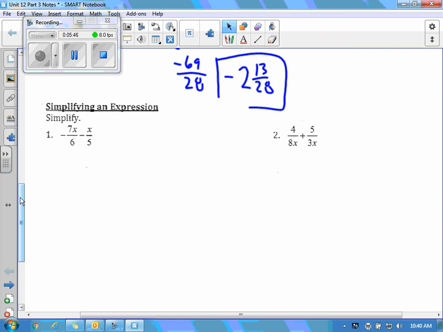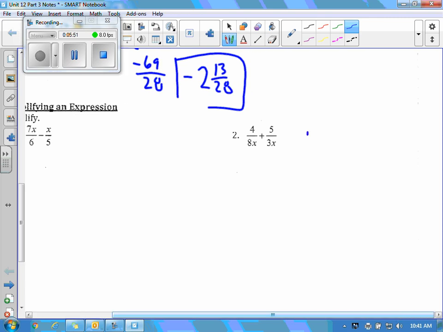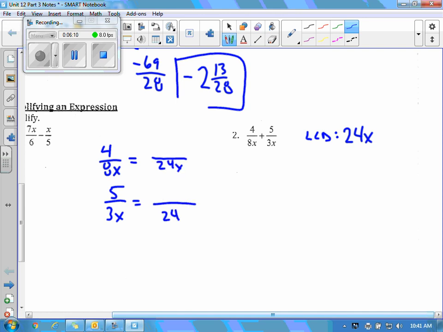For number 4, I have 4 over 8x and 5 over 3x. My LCD is going to be 24x. Again, if you don't know how I got that, make sure you ask me, but I'm assuming you already know how to do that. I'm going to go over here just so I have some more room. 4 over 8x and 5 over 3x need to become something over 24x. 8 times 3 gives me 24x. 4 times 3 is 12. 3x times 8 is 24x. 5 times 8 is 40.